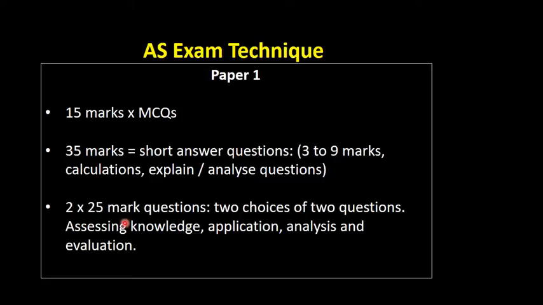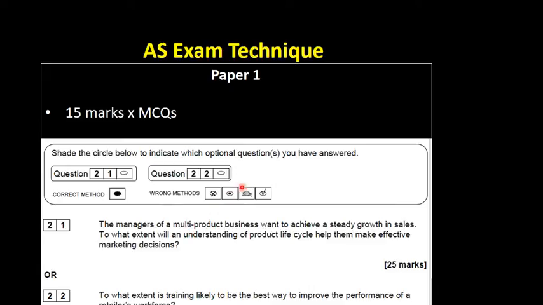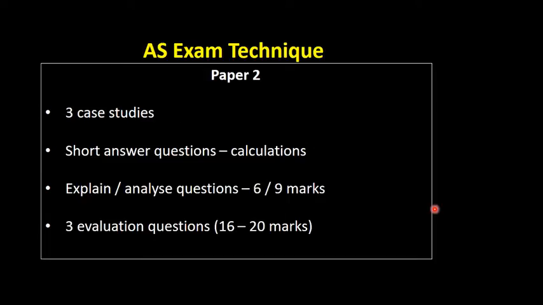Then you've got two 25-mark questions to answer at the end of the paper. You've got two choices of 2 questions. These are going to assess knowledge, application, analysis, and evaluation. So this is what it might look like. You've got a choice of 20 questions, 21 or 22. You pick which one of those questions you want to answer, and then you do the same again. So you've got two choices of 2 questions. I hope that's clear.